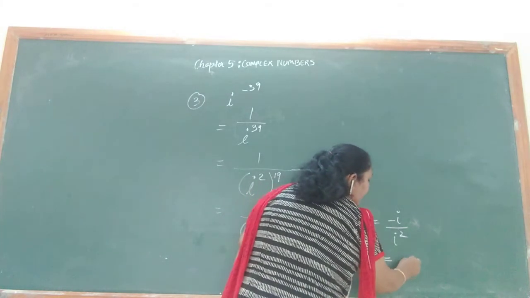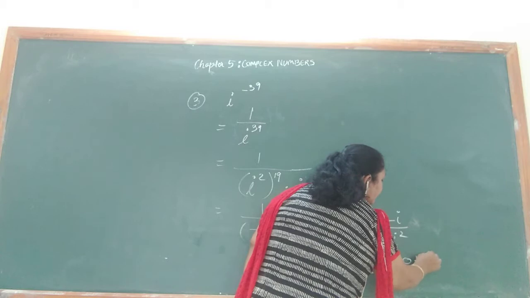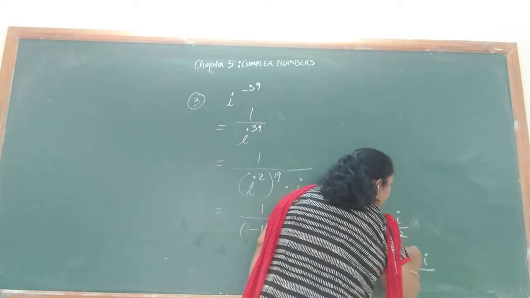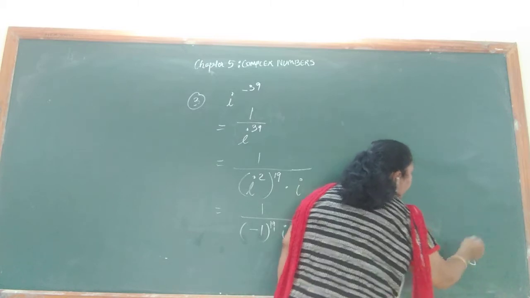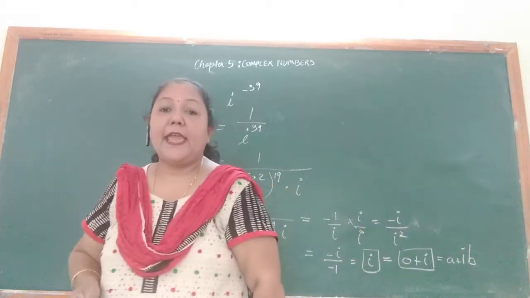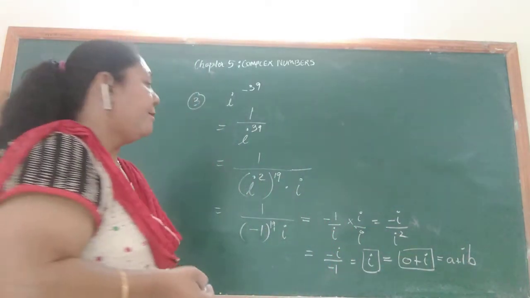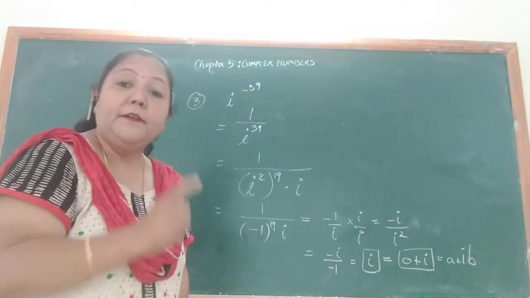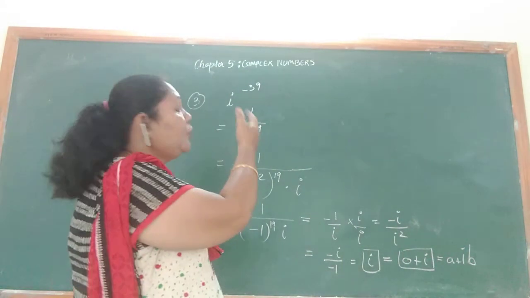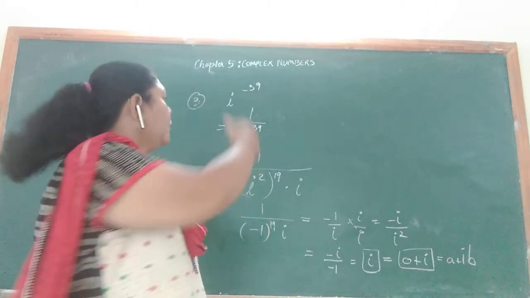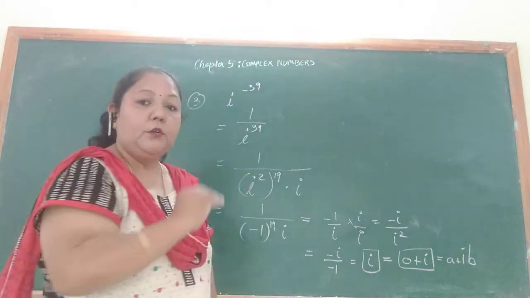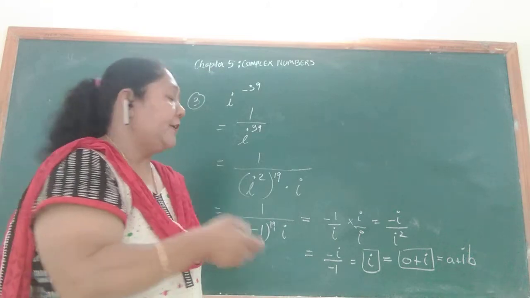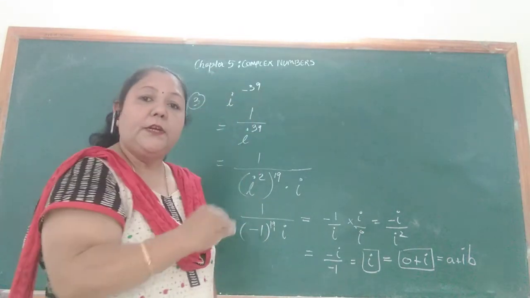I can write that as 0 plus 1i, which is nothing but the a plus ib form. So what did I do? The power was negative. I tried to make the power positive, so I wrote it in the denominator. If you take something from numerator to denominator, the sign will change. So it was a negative sign; I took it to the denominator and it became positive.